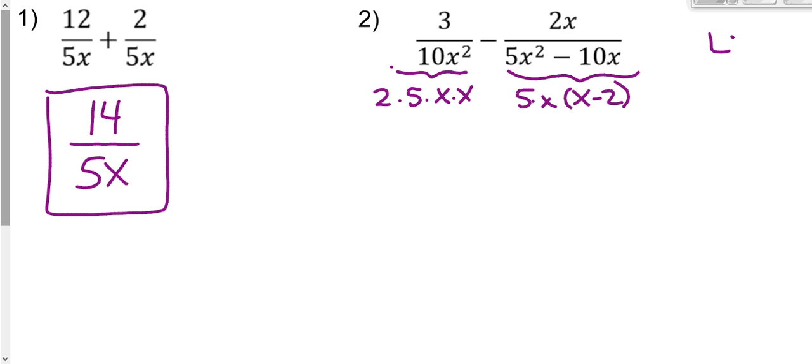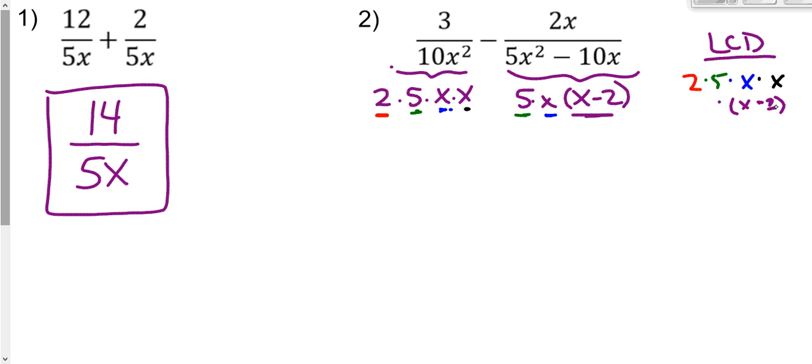So what is our least common denominator going to be? Well, it's going to need a 2 because one of them needs a 2. It's going to need a 5 because both of them need a 5. It's going to need an x because both of them need an x. It's going to need another x because one of them needs another x. And it's going to need an x minus 2 because one of them needs an x minus 2.